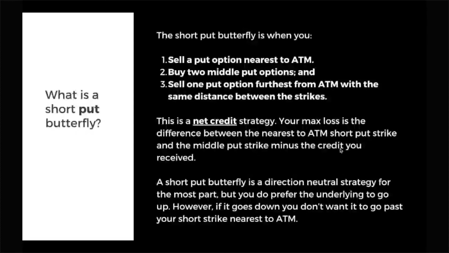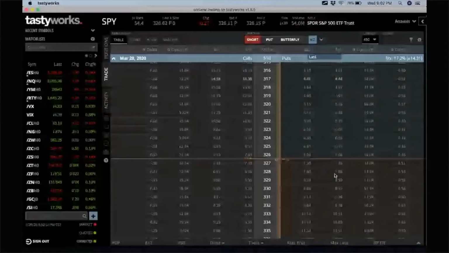A short put butterfly is a direction neutral strategy for the most part, but you do prefer the underlying to go up. However, if it goes down, you don't want it to go past your short strike nearest to at the money. So if we go back over here, this is the same kind of thing that we were talking about.